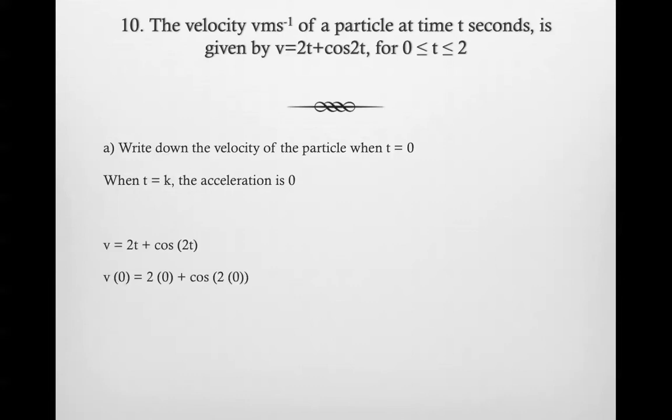So we know the velocity equation equals 2t plus cos 2t. So all we have to do is sub in 0 for t, and we can find out what velocity equals. So 2 times 0 plus cos 2 times 0 just becomes 0 plus cos 0. But we know that cos 0 in fact is equal to 1. Therefore, the answer to part A is 1.